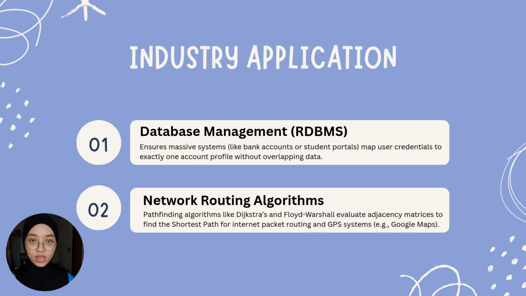By combining these structures, computer science solves massive real-world problems. Relational databases use functional mapping to manage terabytes of user data cleanly without errors. Meanwhile, network infrastructures and routing protocols use graph relations alongside algorithms like Dijkstra's or Floyd-Warshall to instantly navigate matrices and compute the shortest path for modern internet routing and GPS applications like Google Maps.